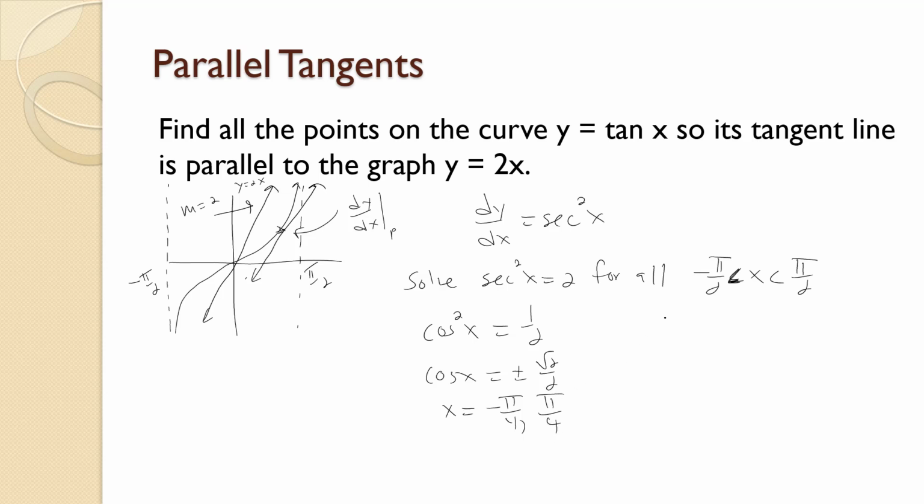The points are: the x coordinate would be pi over 4, the y coordinate is its tangent, which is 1. And the other one is negative pi over 4 as the x coordinate, and here the tangent would be negative 1. That's it. Those will be all the points on this graph in this range from negative pi over 2 to pi over 2, so that the tangent line is parallel to the line y equals 2x.